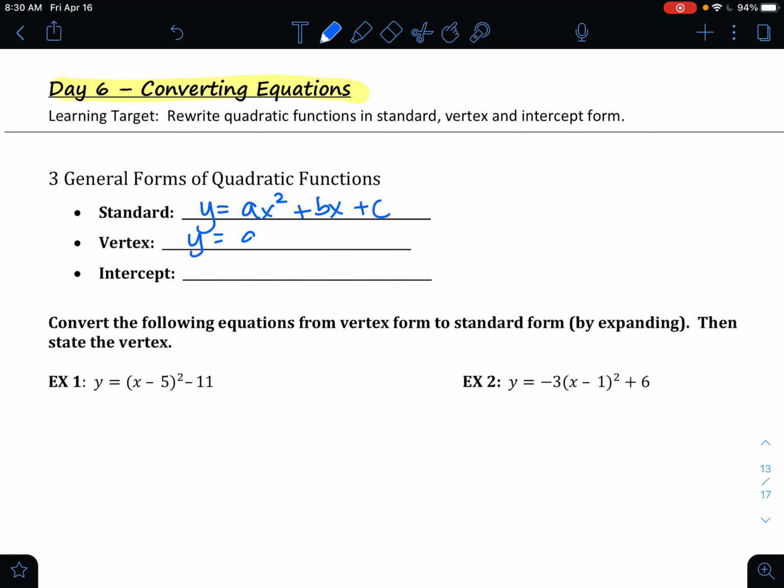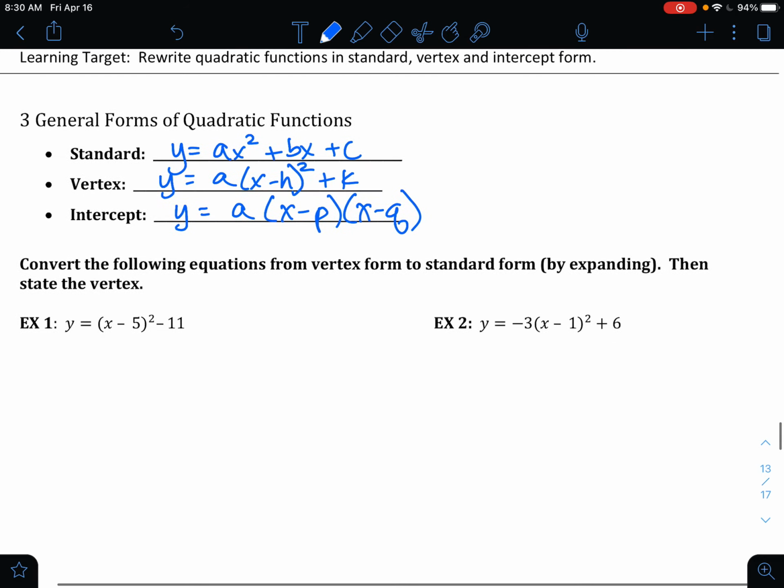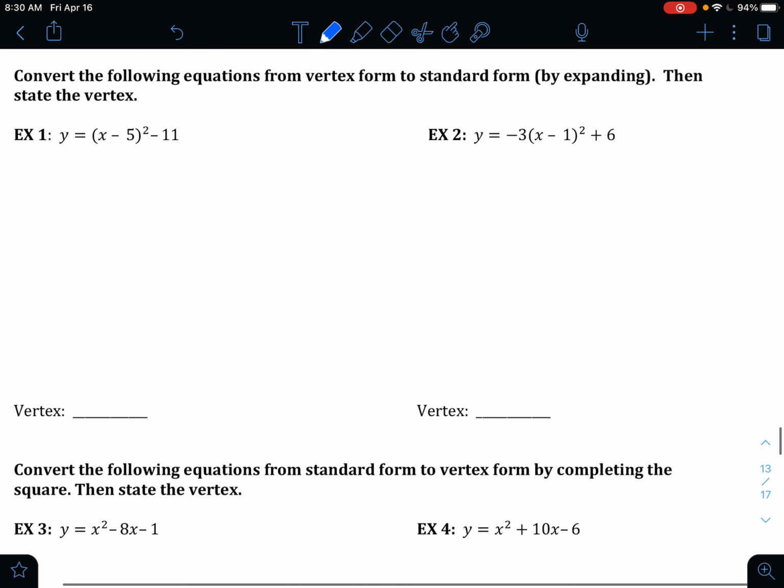Okay, standard has A, B, and C in it. Vertex has H and K. Okay, and we have P and Q for intercept. So check your negatives, make sure you do have negatives in there. So we are going to switch between these formats.